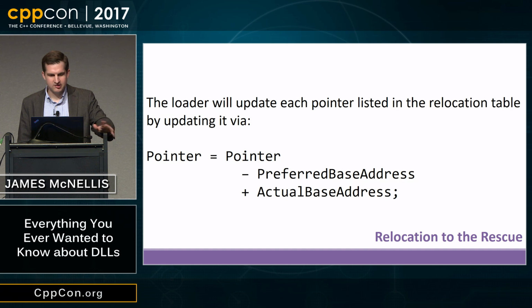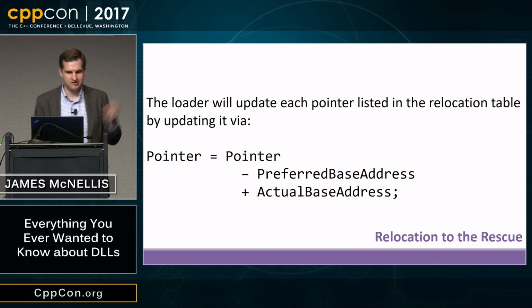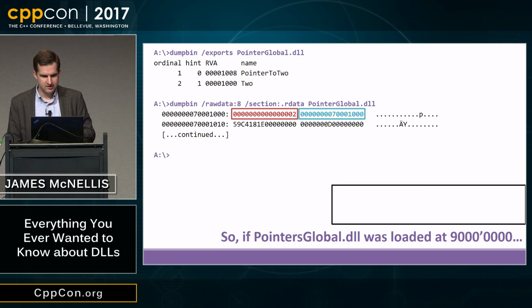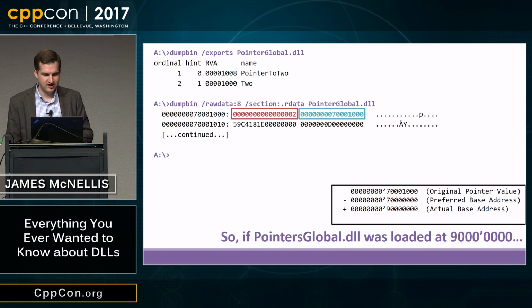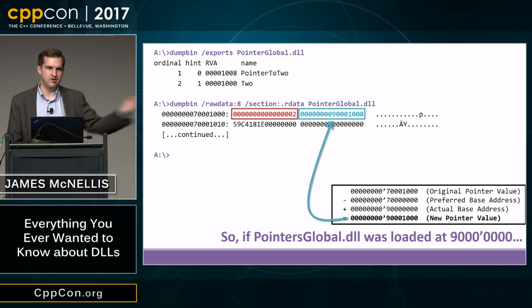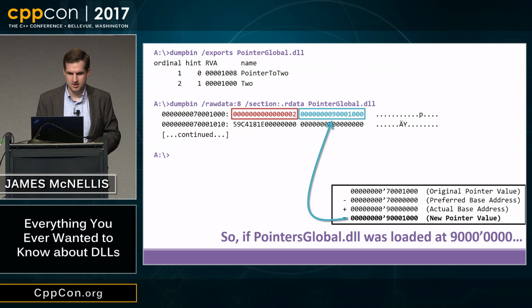And what the loader will do is update each pointer listed in the relocation table by subtracting the preferred base address and adding the actual base address. So for example here, it'll take the original pointer, subtract the preferred base address, and add the actual base address it was loaded at, we're assuming it's loaded at that address. That gives us the new pointer value, which the loader will just write into that location in memory.